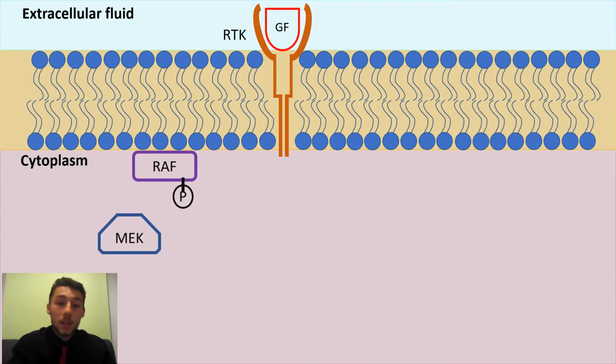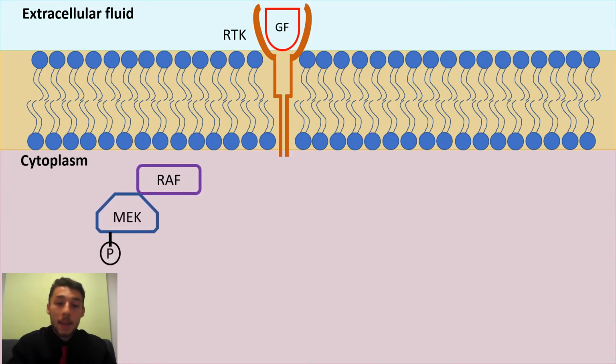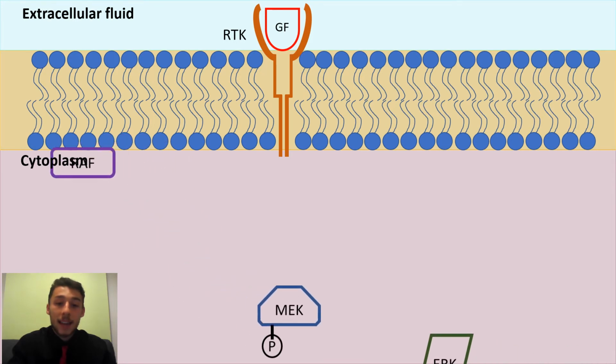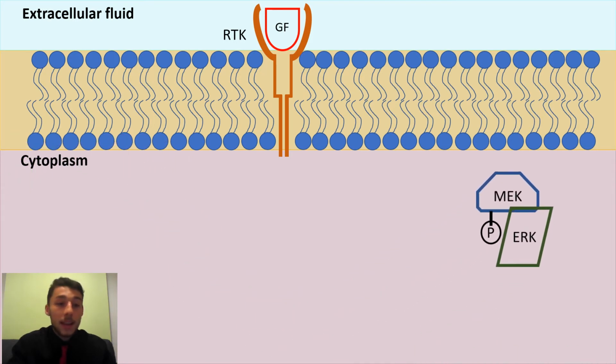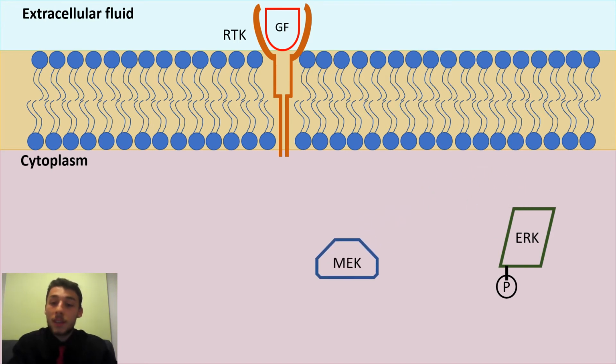RAF then goes on to phosphorylate MEK, which is the MAP2K. MEK then activates ERK, which is the MAP kinase. This activated kinase has many functions, affecting proteins both in the cytoplasm and in the nucleus. Let's follow the ERK protein as it approaches the nucleus.